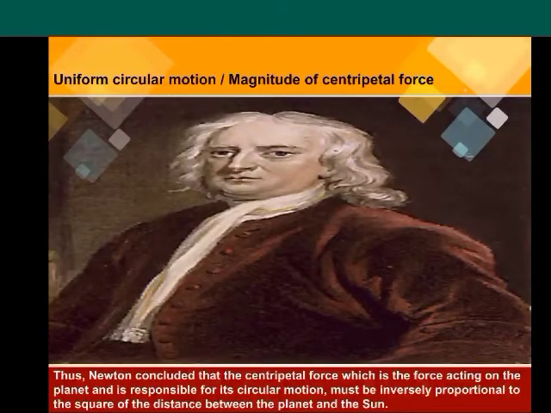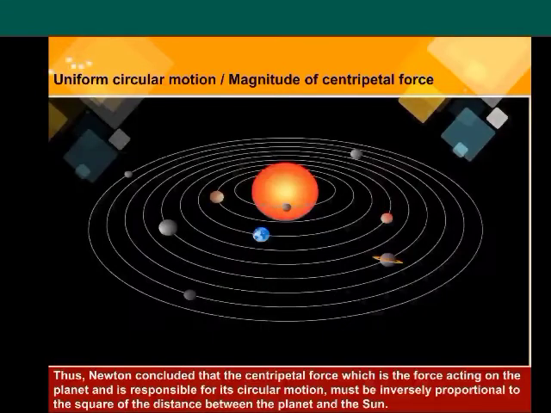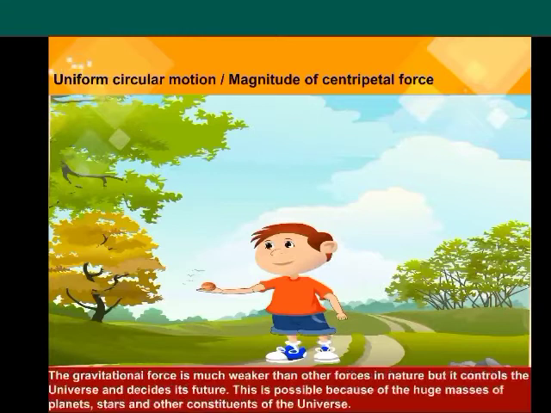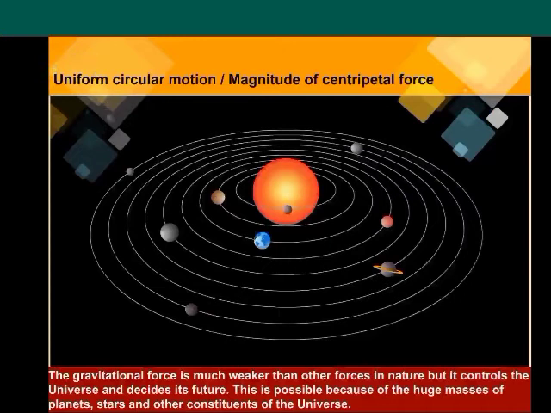Thus, Newton concluded that the centripetal force, which is the force acting on the planet and is responsible for its circular motion, must be inversely proportional to the square of the distance between the planet and the sun. Newton identified this force with the force of gravity and hence postulated the inverse square law of gravitation. The gravitational force is much weaker than other forces in nature, but it controls the universe and decides its future. This is possible because of the huge masses of planets, stars, and other constituents of the universe.